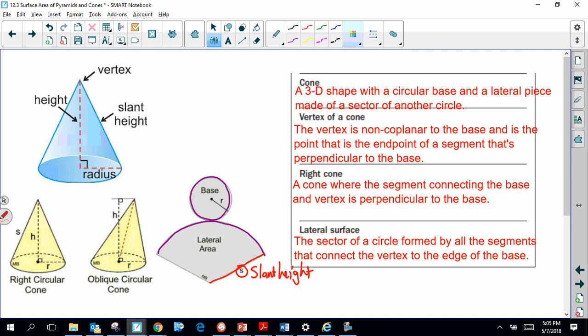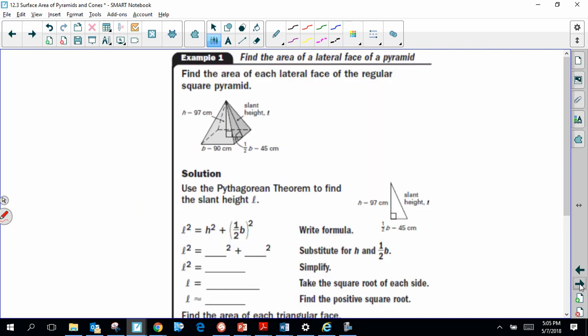So take the time that you need to copy down the definitions, and if you have questions about anything, make sure you write them down now so when we see each other or you message me, you can ask whatever questions that you have.